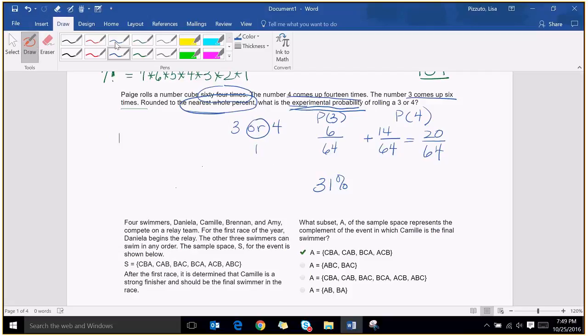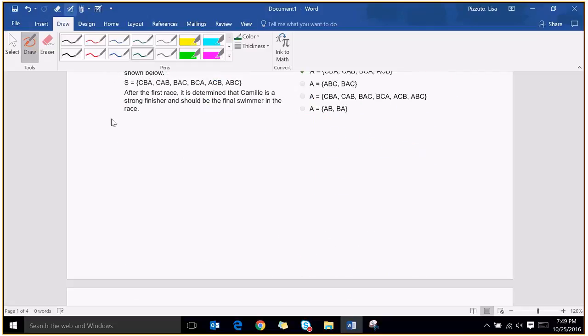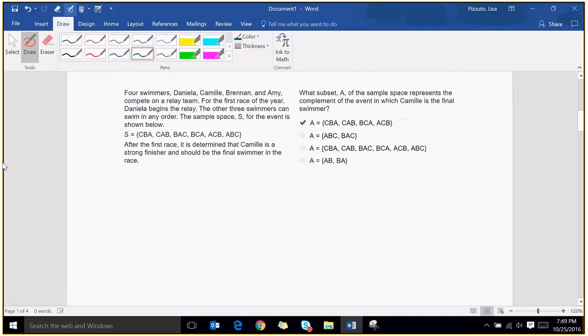Good? Yes. Okay. So on this next question, it says four swimmers, Danielle, Cameron, Brandon, and Amy compete in a relay race for the first race of the year. Danielle begins the relay, but the other three swimmers can swim in any order. What is the sample space of this event? So here's the sample space, okay?